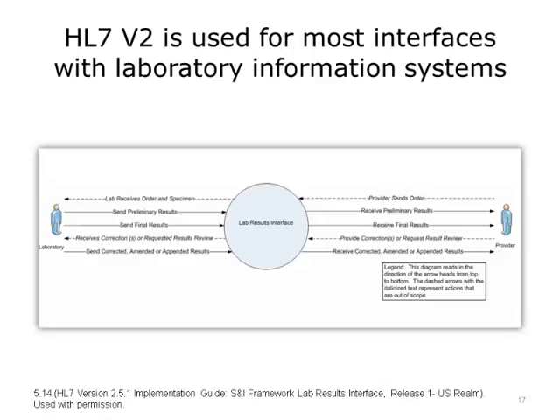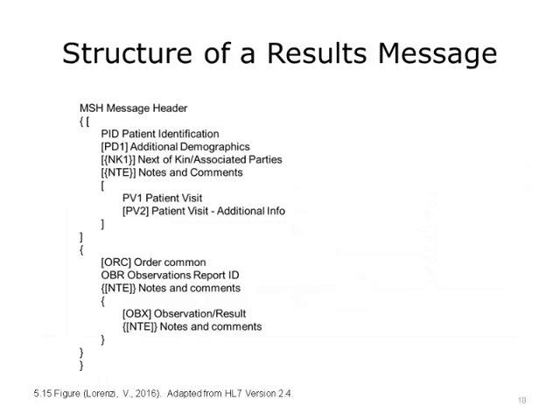In this particular scenario, the doctor sends an order to the lab results interface. The lab result interface sends the order to the downstream system, which is in this case the lab. The lab receives the order and specimen, sends preliminary results, and sends final results later. The provider could provide corrections to the result. So there is actually a bidirectional workflow that is happening here. Now that we discussed the workflow of a laboratory message, let's look at the structure of the laboratory results message.